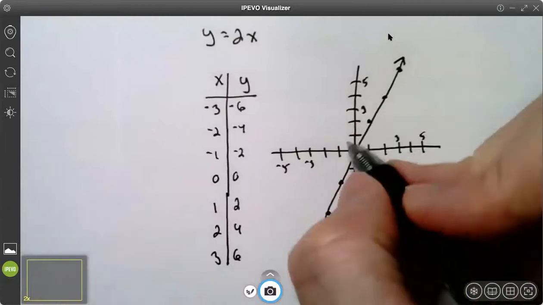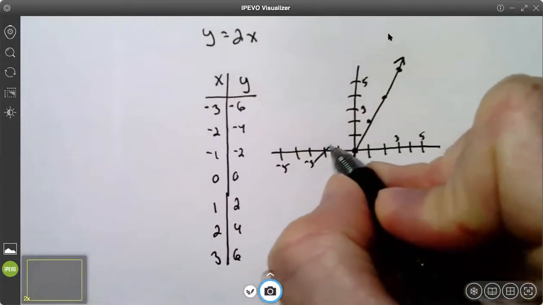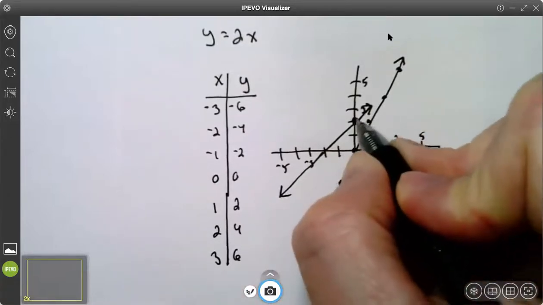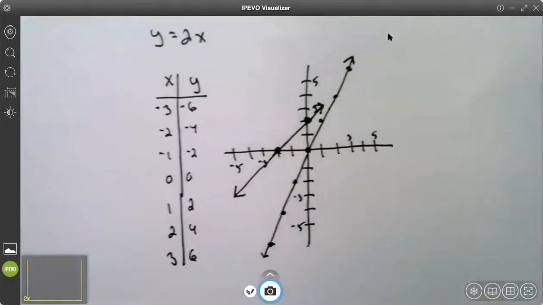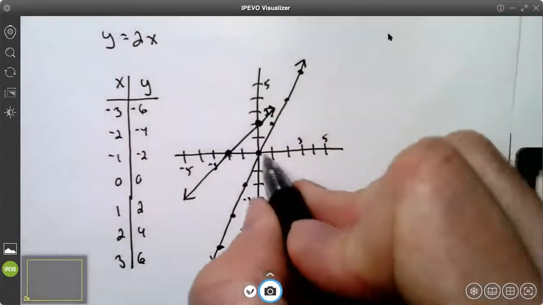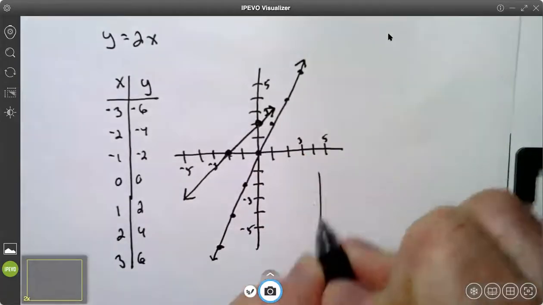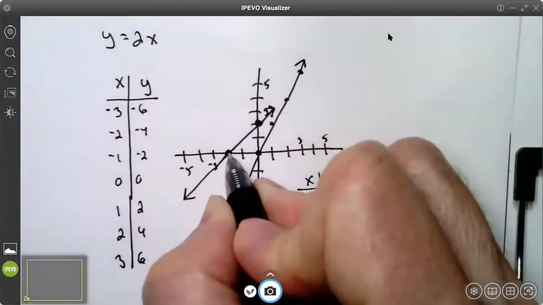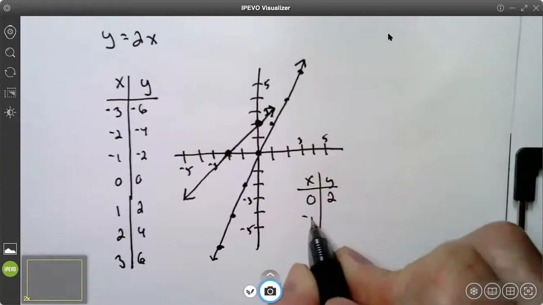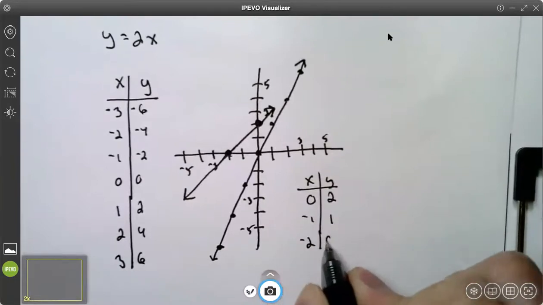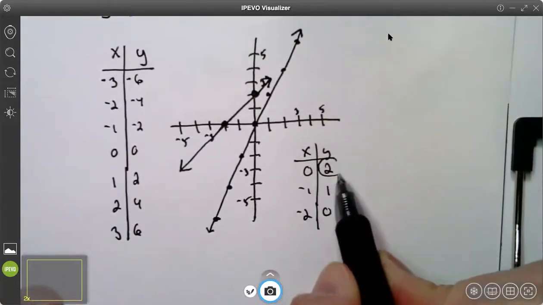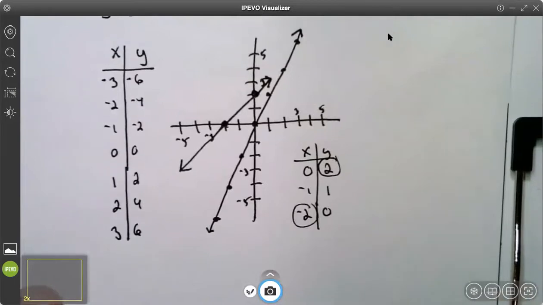But if I had, for instance, a line that crossed right here and here, well, that table, that value, x comma y here is 0 comma 2. It goes across right here at -1 comma 1 and -2 comma 0. So if this were my table, I could find the intercepts. My y-intercept is 2 and my x-intercept is -2. I found the zeros to find my intercepts.